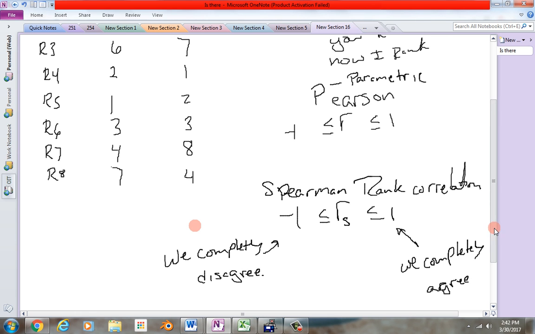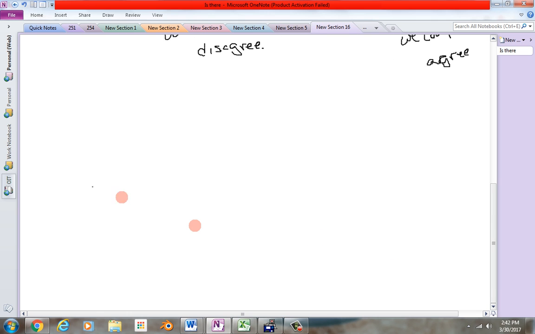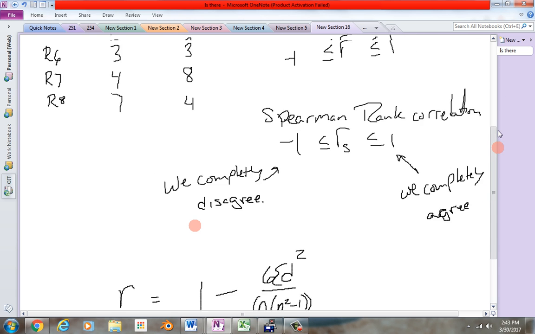Okay? And so, the way that this thing functions, it comes out to be this. RS is equal to 1 minus 6 times the sum of the differences squared divided by n, and then n squared minus 1. And again, I use double parentheses to make sure it gets in the denominator correctly. I hate seeing people make dumb mistakes.